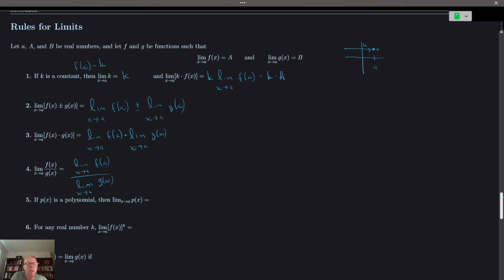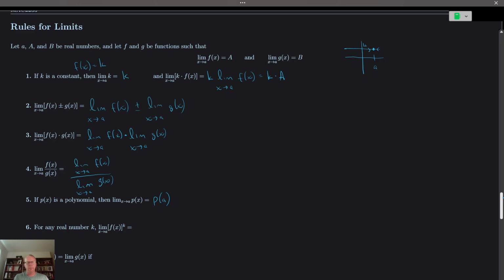If p of x is a polynomial, polynomials are always continuous. Really, if p of x is a continuous function, then the limit as x approaches a of p of x is just going to be p of a. So you can just plug a into the function. If it's continuous, you can just do that.